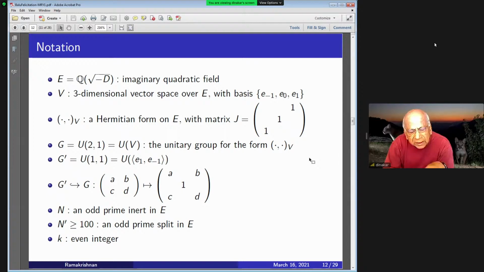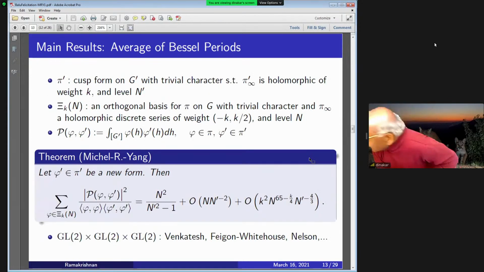Now, let's say for simplicity, N is an odd prime inert in E. You can easily extend it to square free, but let's say for simplicity, it's an odd prime that's inert in E. Then N prime, let's say, is some large enough odd prime that is split in E. So N is going to be the level of the form on U(2,1), and N prime will be the level of the form on U(1,1). And then you pick k as an even integer.